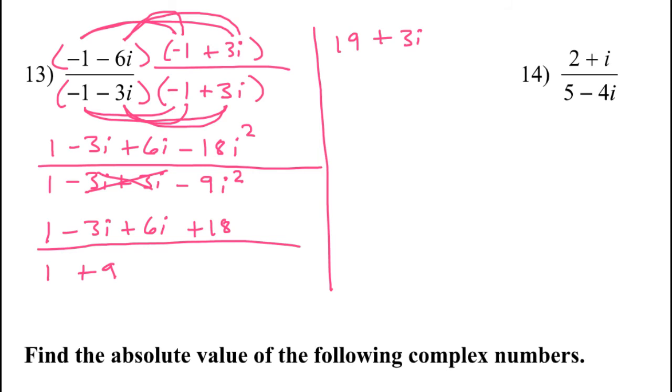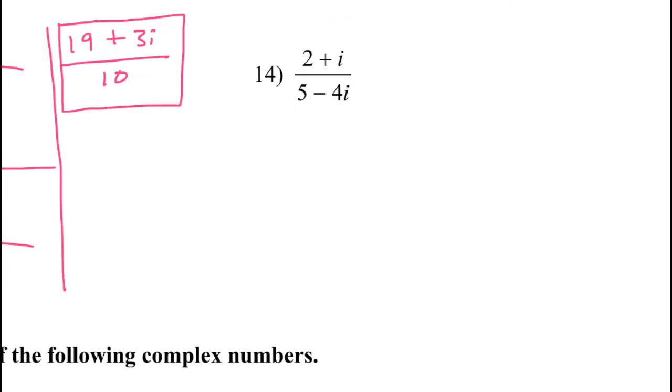Only, you know what? I should write that. No, that's the way you write that. Anyway, in the denominator I have 10. And there is no common factor, so this is an acceptable form of the answer for number 13. Let's do one more.